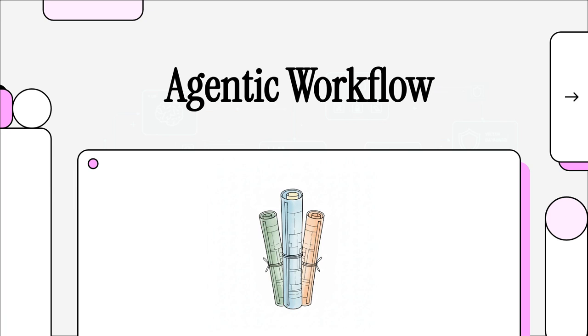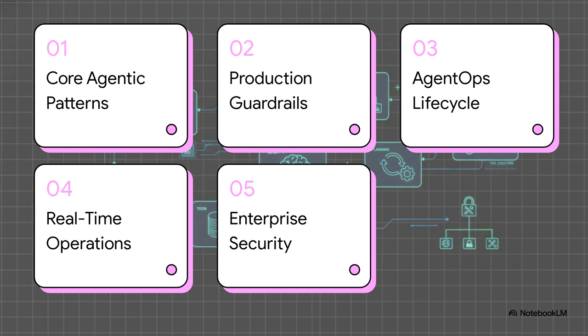In today's explainer, we're moving way past those fragile, clever demos. Instead, we're going to look strictly at the architectural blueprints required to build resilient, secure, enterprise-grade AI agents. Here's the structural blueprint we'll follow to bridge that prototype to production gap.